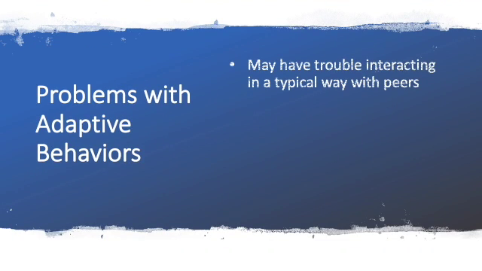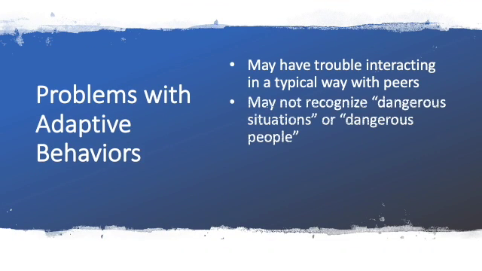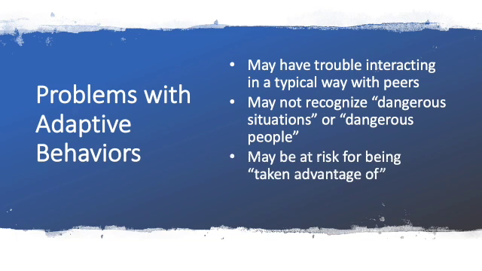Another reason people with intellectual disabilities really need to practice adaptive behaviors is they may have trouble interacting in a typical way with peers, which is why we want to focus on those social skills. Next, they may not recognize dangerous situations or dangerous people. They are very welcoming of others, and they often seek others' approval. So they may not know when someone is being maliciously rude or purposefully trying to harm them.